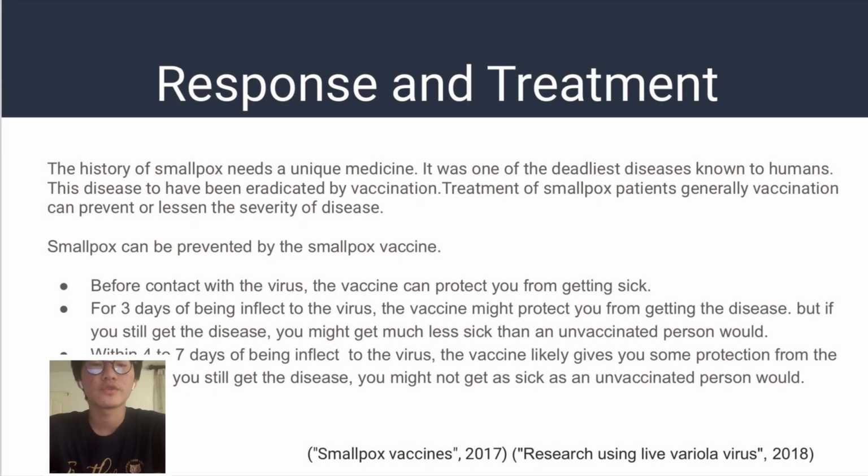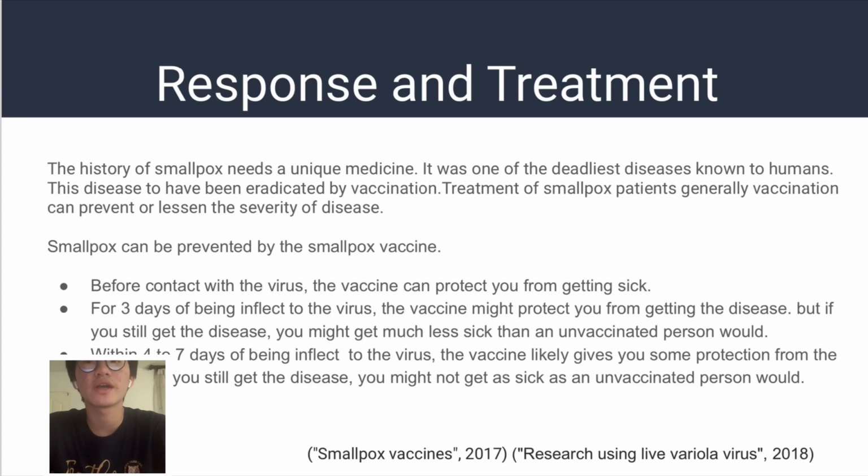For the response and treatment, the history of smallpox needed unique medicine. It was one of the deadliest diseases known to the human planet. The disease has been eradicated by vaccination. For treatment of smallpox patients, vaccination generally can prevent and lessen the severity of the disease. Smallpox can be prevented by the smallpox vaccine. This is the information on the smallpox vaccine.